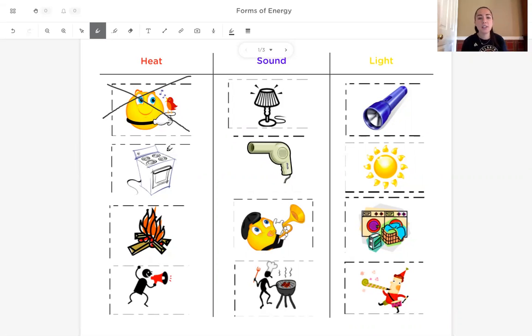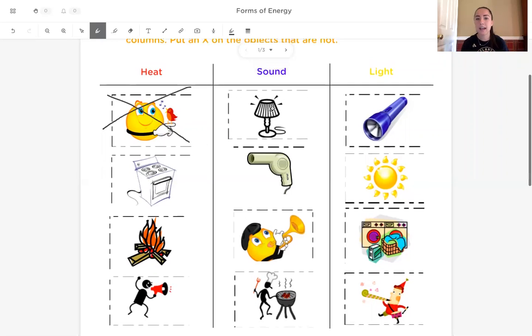Okay, so then you would look down to the next picture. Here I see an oven and I have to think, I'm in the heat category. Does an oven make things hotter? If it does, you need to circle it. If it doesn't, you need to put an X through it. Okay? Let's go over to the sound category.